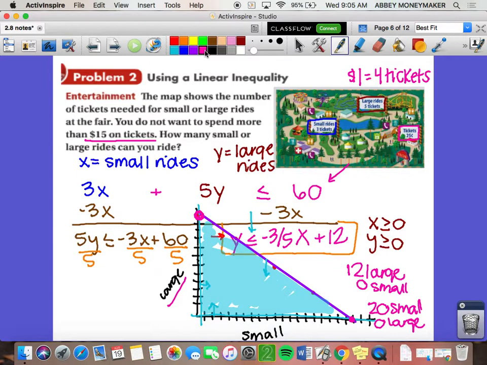Okay. Was this a long problem? Yes. However, this is application. This is where you put the math that we're learning into real world situations. Okay.